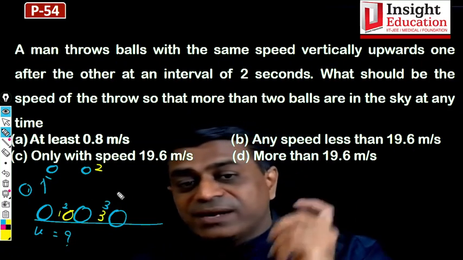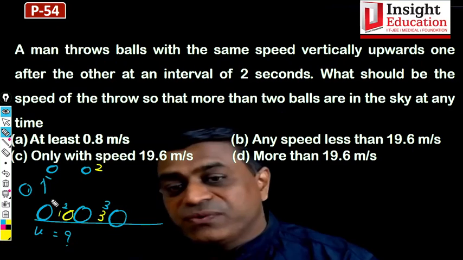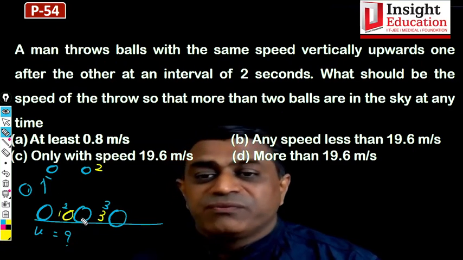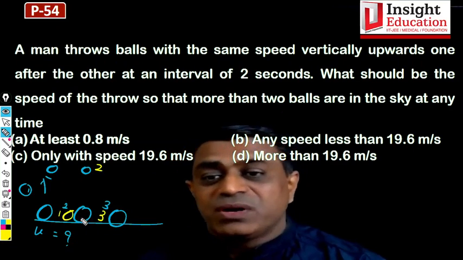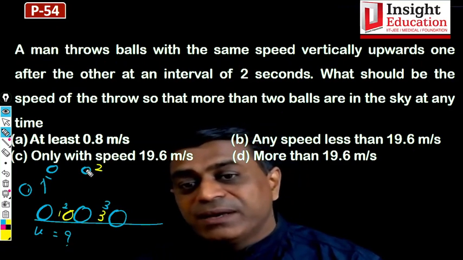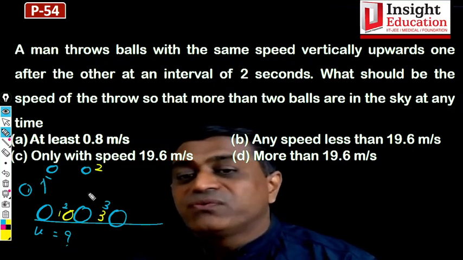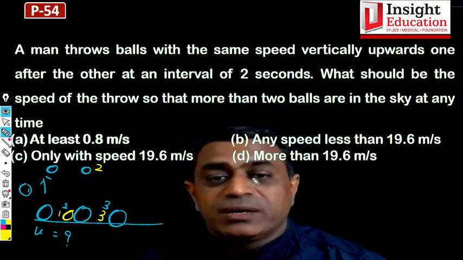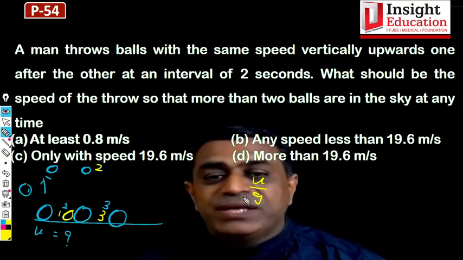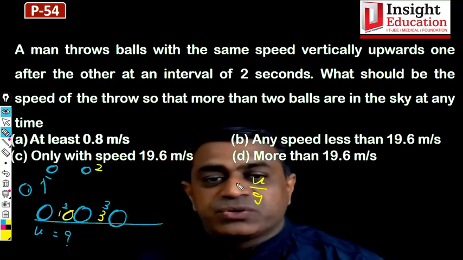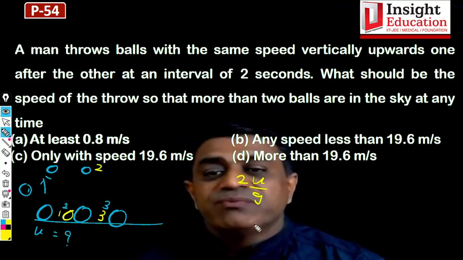So how to start the example? Think about the first ball. After throwing the first ball, it will reach the maximum height. Again, it will come back to the initial position. So for the total time of flight, to reach the top the time is u by g. Again, it will come back. So the total time is twice u by g.